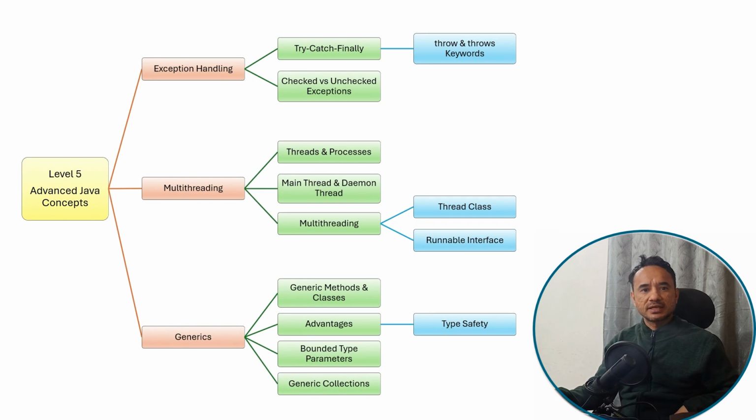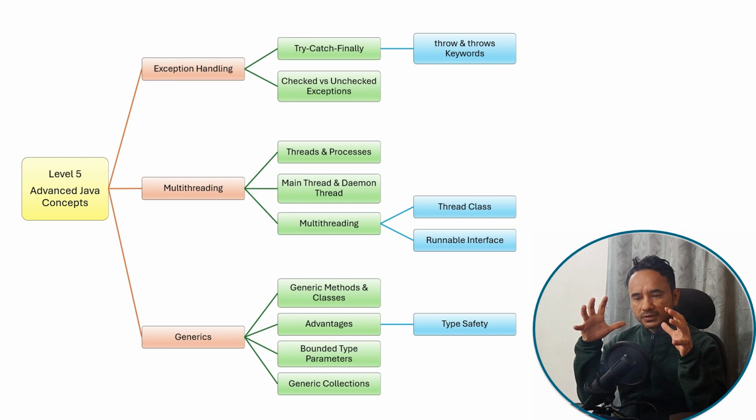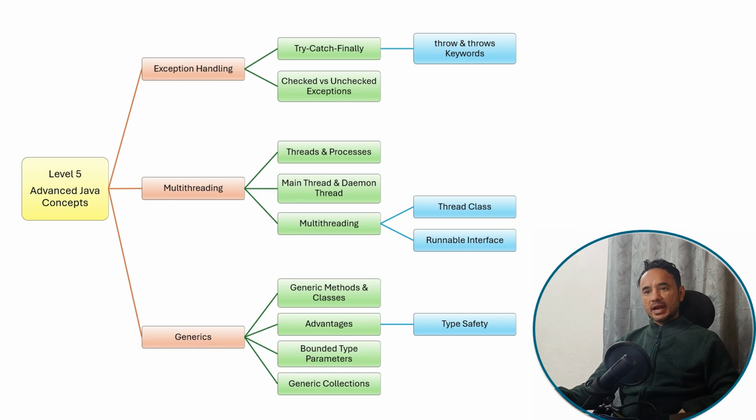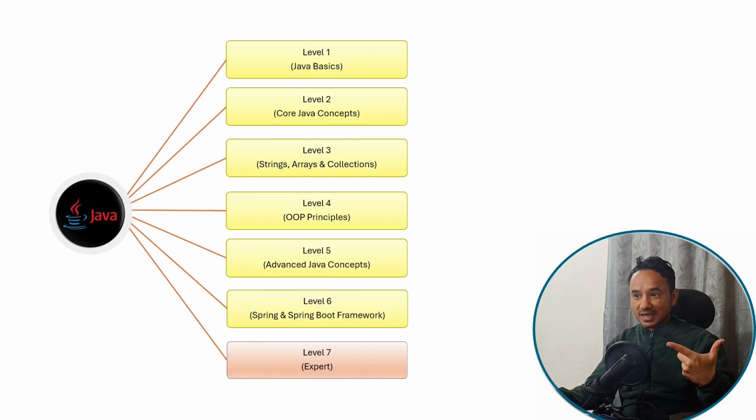Okay, just to remind you again, there are many other concepts inside multi-threading and generics also, but I am focusing on the top ones. Okay, great. So that's level 5. These are the important concepts from the interview point of view. Now we will go to next level, which is level 6, Spring and Spring Boot framework.